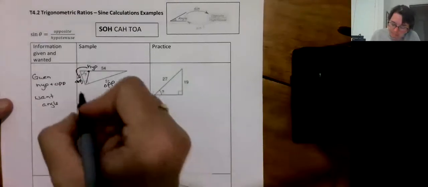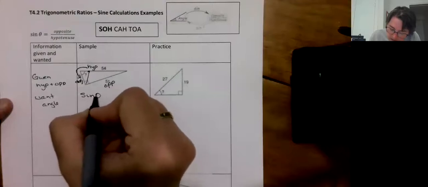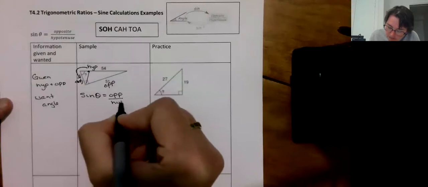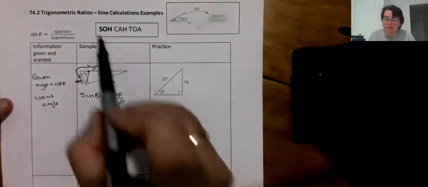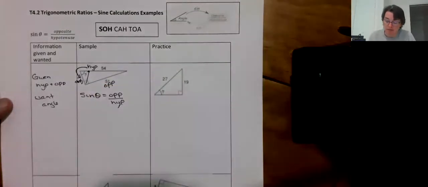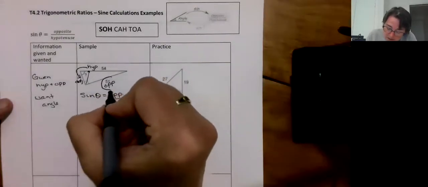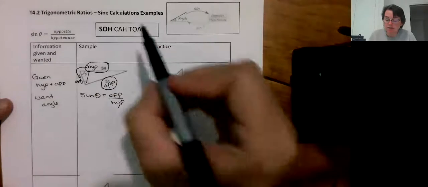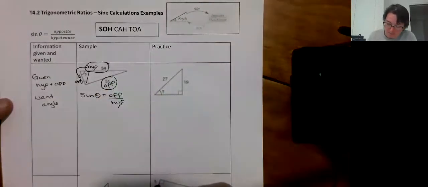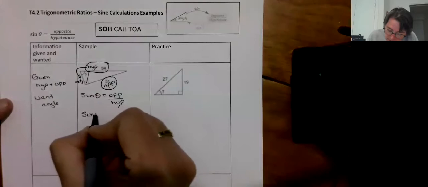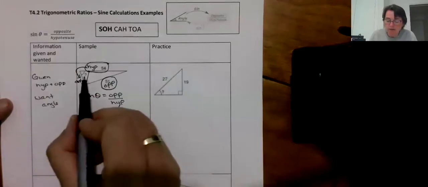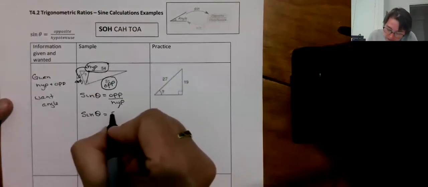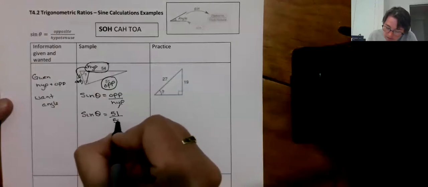All right, so formula. Sine theta is opposite over hypotenuse. But how do I know which one to use? Well, the whole sheet says you're using sine to begin with, but we have a number for opposite, and we have a number for hypotenuse. The only one of our trig functions that talks about opposite and hypotenuse is sine. So sine theta, you could put a question mark there if you wanted to, or you could put a little theta in there. It's fine. Sine theta is opposite 51 out of 54.